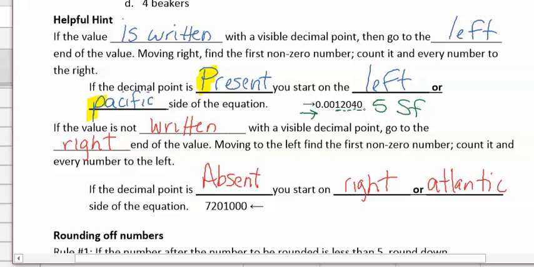In the next one, if the decimal point is absent, you start on the right. So I start over here and work my way to the left. My first non-zero also is a 1, and then all the values before it. So I have 4 significant figures in this number.